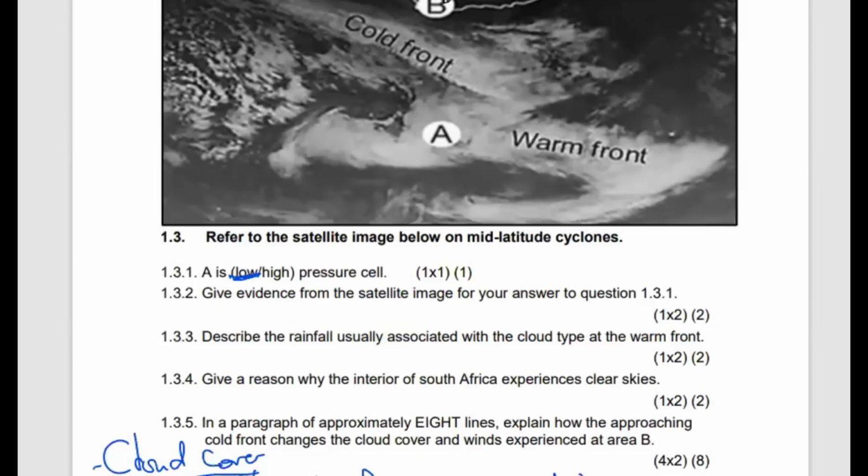And by reaching condensation level, we are saying the moisture in the rising air is going to change form from water vapor into water droplets, and those water droplets ultimately will result in the formation of clouds, and that is going to change the cloud cover. We are going to have cloud cover or overcast conditions over area B because of the approaching of the cold front. And to be specific, we are going to have cumulonimbus clouds as the cold front approaches.